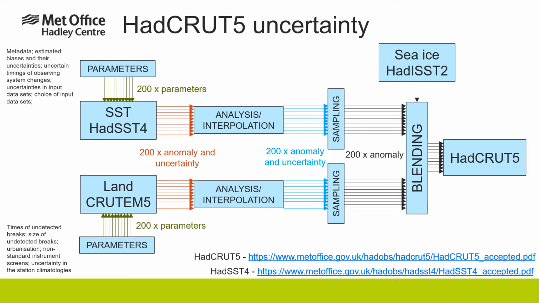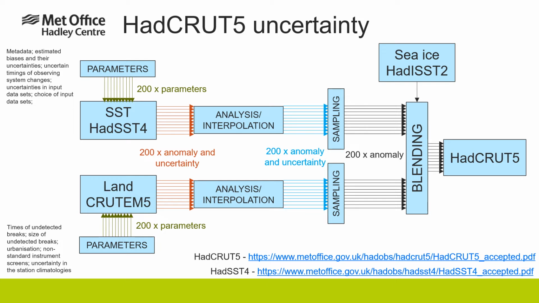This flowchart shows a bit more about the overall process. So we start off with a set of parameters, so 200 sets of parameters, in fact, one set for each of the ensemble members. And these parameters are used to create individually 200 versions of the sea surface temperature dataset, HAD-SST4, and 200 versions of the land dataset, CRU-10-5. So those parameters control things like the size of the bias adjustments, the location and timing of breaks in the station data associated with inhomogeneities.